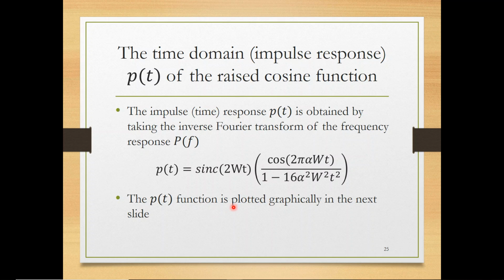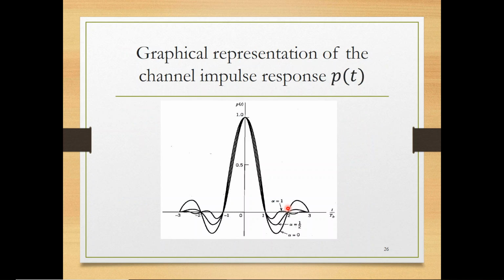The p of t function is plotted graphically in the following slide. See the function here? Now I will ask questions like this. What will happen to the sinc function in the time domain when you increase alpha? When you increase alpha, it shrinks and the ripples, the tails, decrease in amplitude. Which is better, to use alpha large or small if you want to reduce inter-symbol interference? Large alpha.